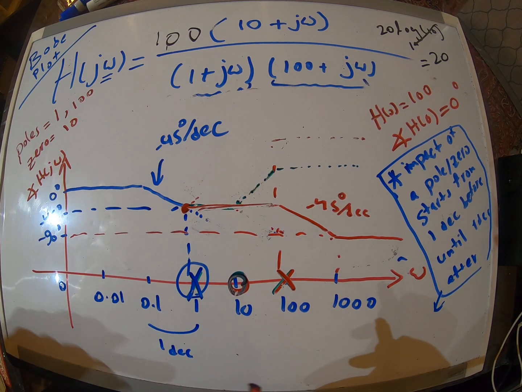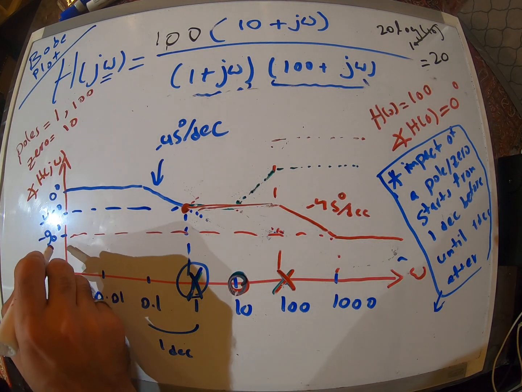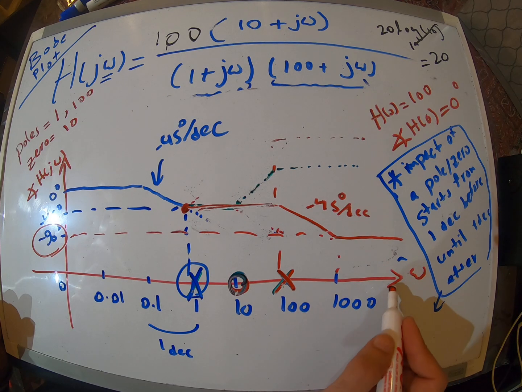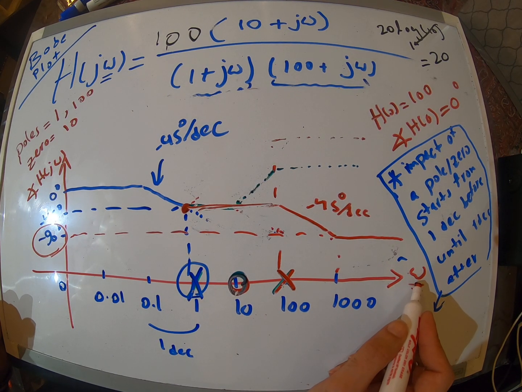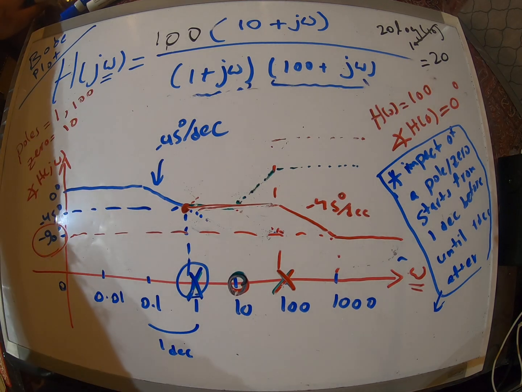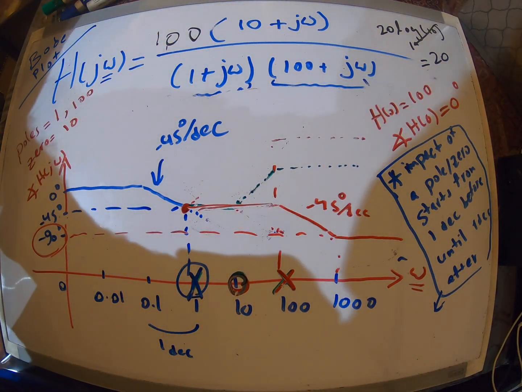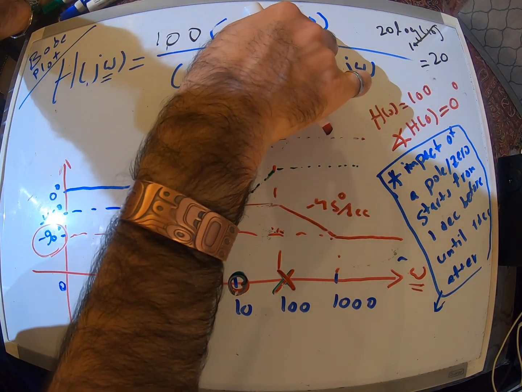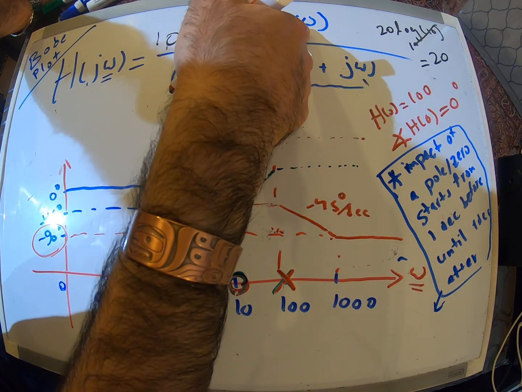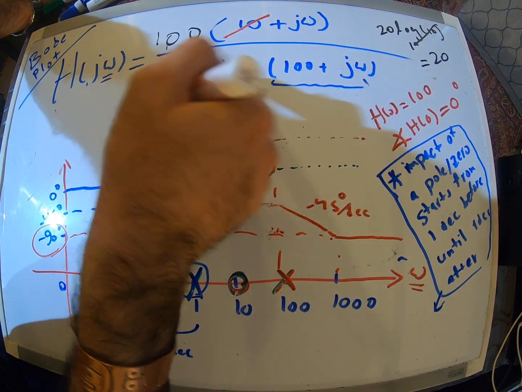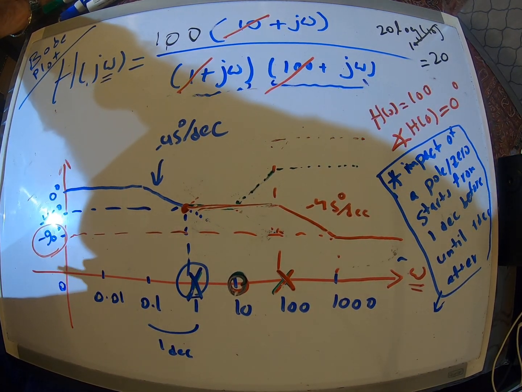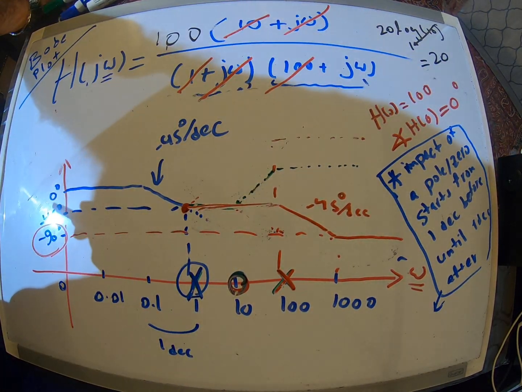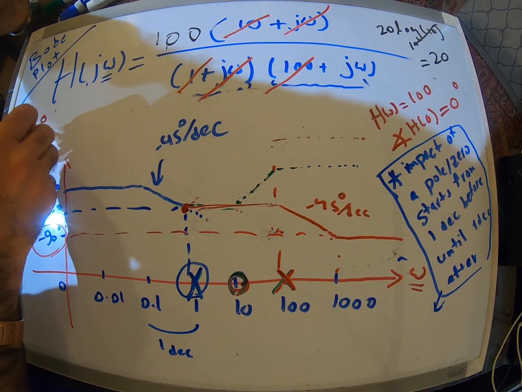Okay, I want to verify why the phase, as omega approaches infinity, is going to be negative 90. So let's look at this one. If omega approaches infinity, we can ignore this one compared to infinity. We can ignore this one compared to infinity. We can ignore this one compared to infinity, right? And then we can cancel one of these j omegas with this one. So we would have 100 divided by j omega.